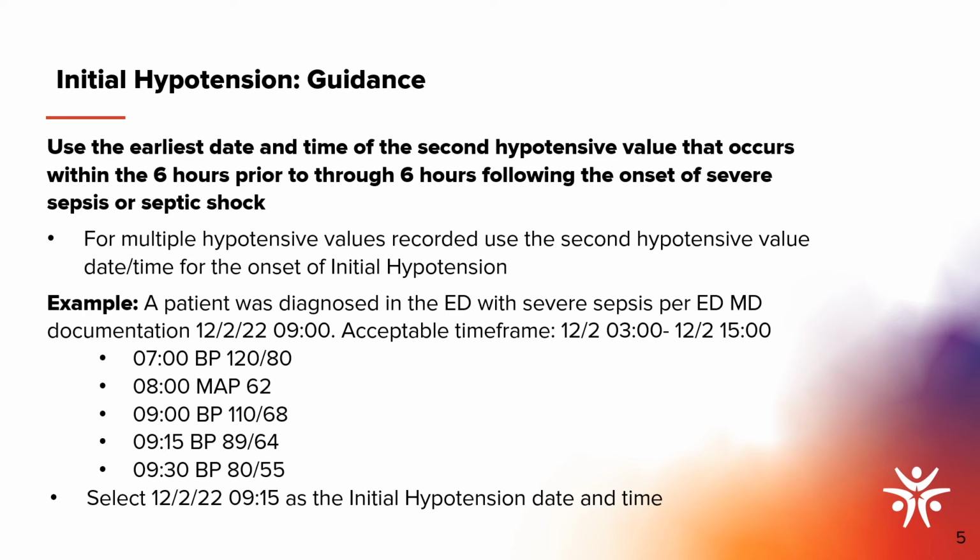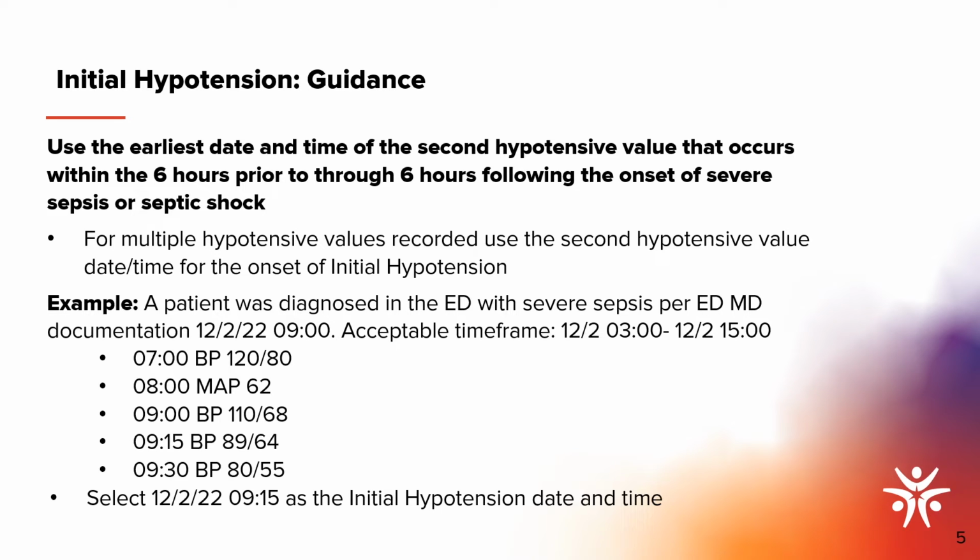So how do we determine the correct date and time for the onset of initial hypotension? The guidance tells us to use the earliest date and time of the second hypotensive value documented within the acceptable time frame. But it also has to occur within 3 hours of the first hypotensive value.